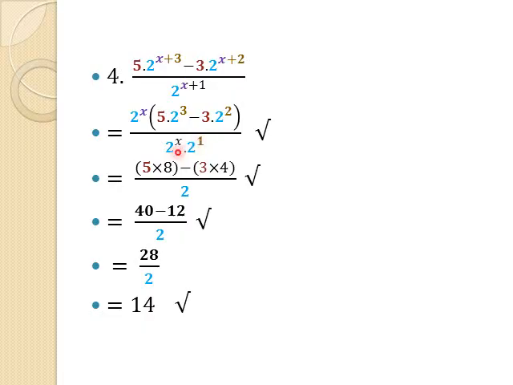Without fail, with these sums, whatever contains a variable will cancel with other items. So 2 to the power x and 2 to the power x cancel. So there I'm left now with 5. 2 to the power 3 is 8. So 5 times 8 minus 3 times, I assume you know 2 to the power 2 is 4. There 2 to the power x cancels. So I'm left with 2 to the power 1, which is simply 2. 5 times 8 gives me 40. Minus 3 times 4 gives me negative 12, divided by 2. 40 minus 12 gives me 28. 2 stays, and 28 divided by 2 gives me 14.